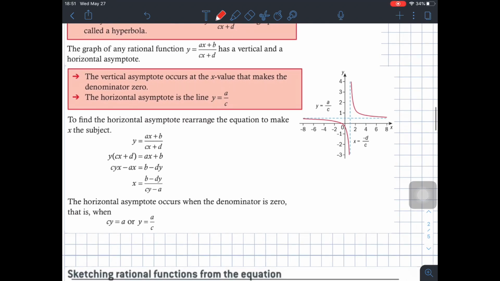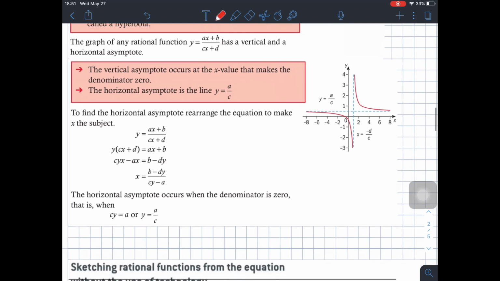So here we have the graph, and you would see that the horizontal asymptote is always a divided by c, y equals a divided by c, and the vertical asymptote is always x equals negative d over c, which is found by setting the denominator to 0, right? If we set this denominator to 0, we're going to have cx plus d equals 0. So if we solve for x, we're going to get x equals negative d over c, which is exactly this value over here. Okay, that's why the vertical asymptote is always equal to negative d over c.